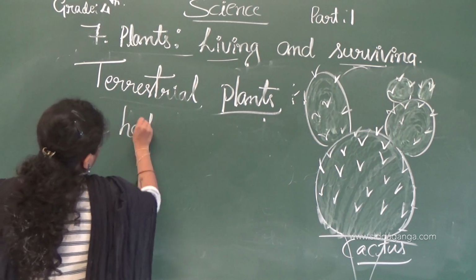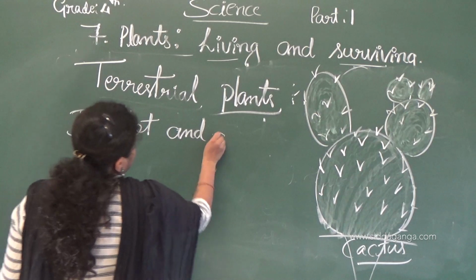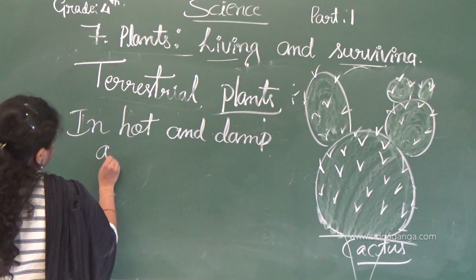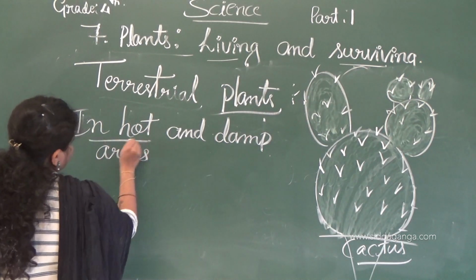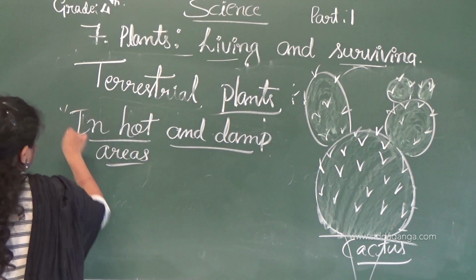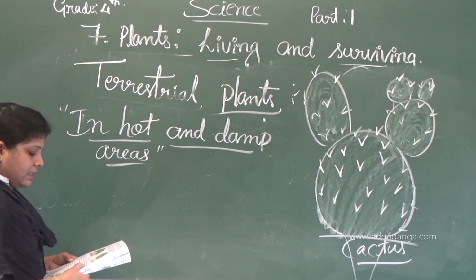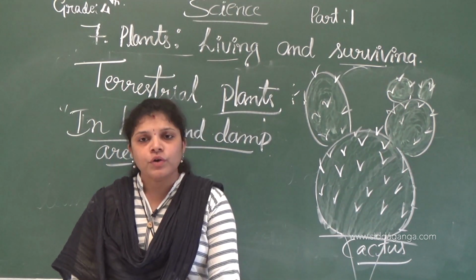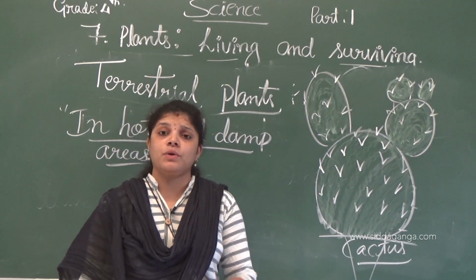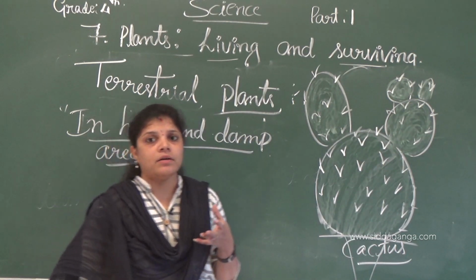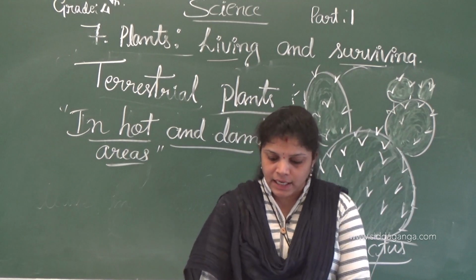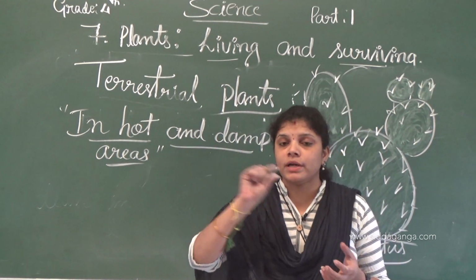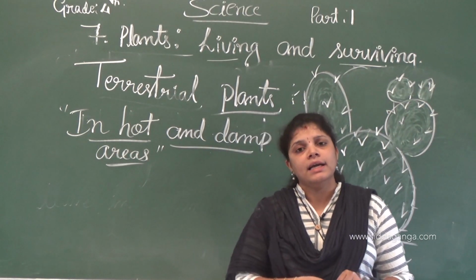Yes, in hot and damp area. See, in hot and damp area, they have a lot of leaves. So in plants like coconut and teak, they have a lot of narrow leaves, so what happens? They become long needle-like leaves.